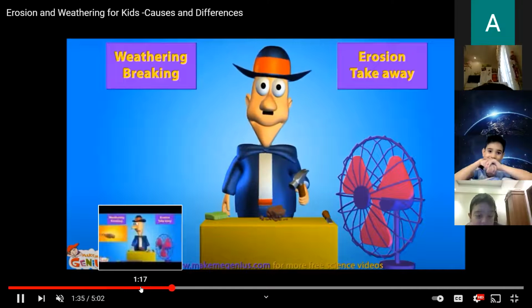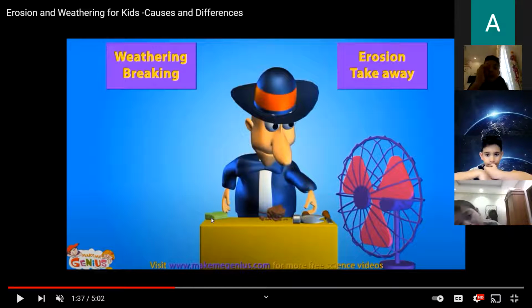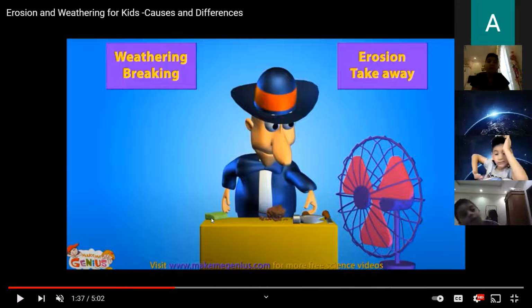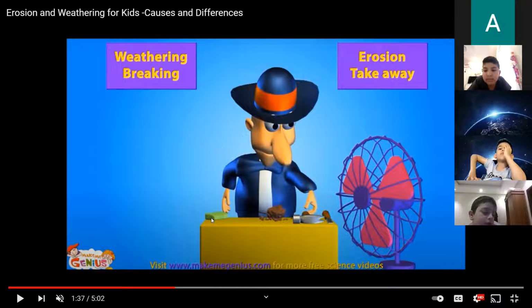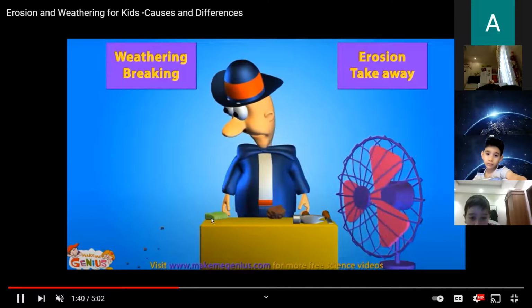See the man, what is he doing now? What did he do? He's breaking the rock. Excellent. Breaking the rock with a hammer. Is it erosion or weathering? It is weathering, breaking. Excellent. Weathering is breaking. It's like a hammer.